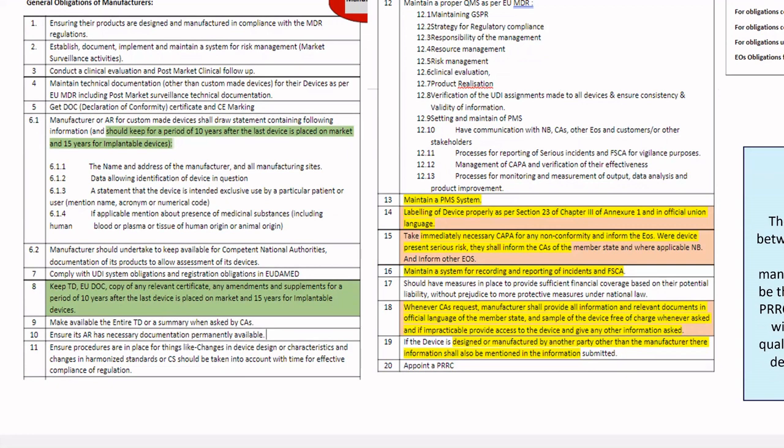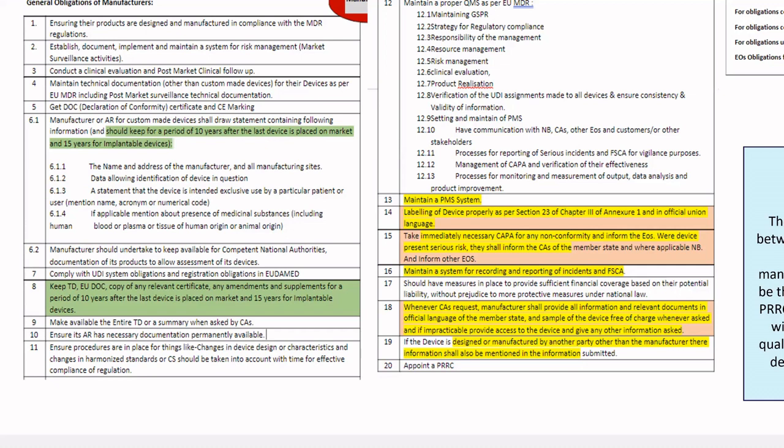Then make available the entire technical documentation or a summary when asked by competent authorities. Ensure each authorized representative has the necessary documentation permanently available. The manufacturer has to make sure that their authorized representative has all those documents which can be asked for by the competent authority anytime. These are the basic ones which we discussed here in the custom-made device manufacturer's requirements.